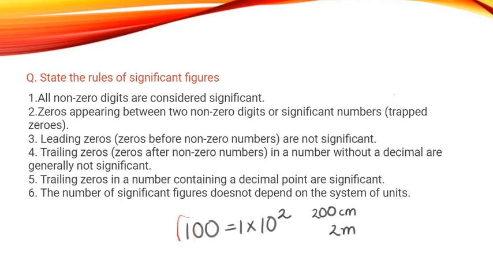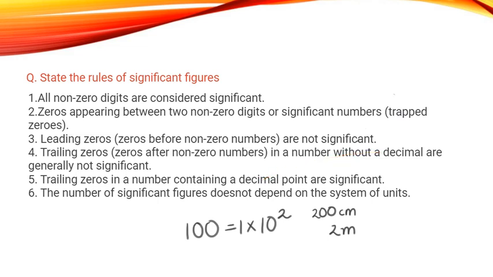So what will be the significant number of 100? It will be 1 significant figure. Okay, but what is the condition? The condition is that it should be without the decimal. This is important. Fine. Now let us consider the one with the decimal point.